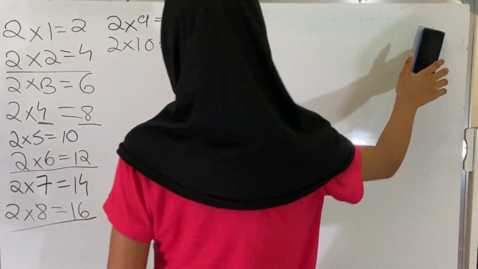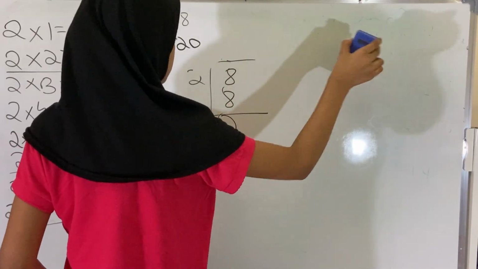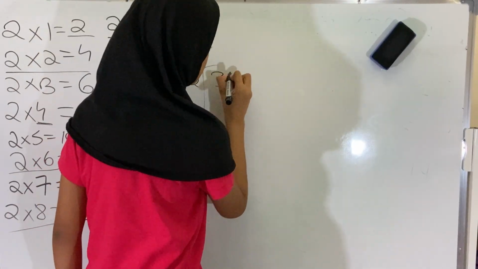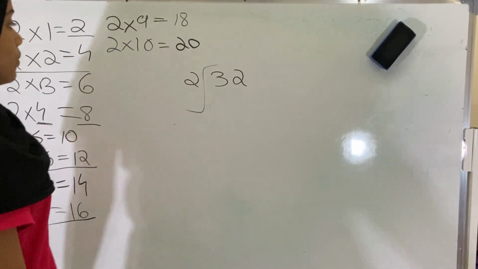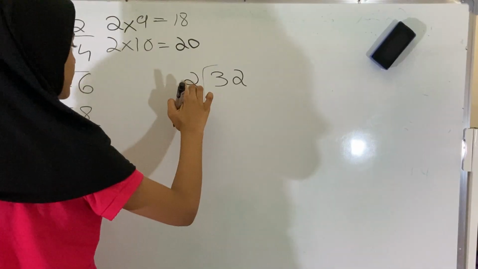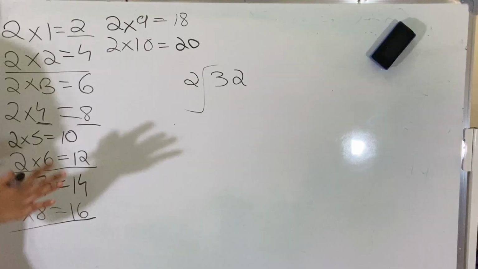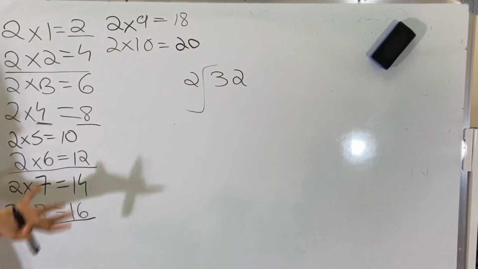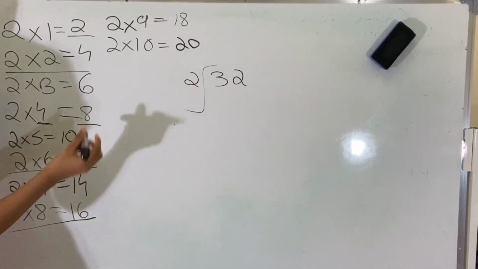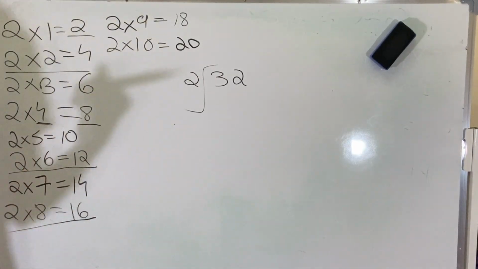Okay. Now I'll put the question that I just put a minute ago: 32. Alright, so how do we do this? First of all, let's see when we get 3 in 2's table. If we check in 2's table, we can't actually get 3 because 3 is an odd number, and in 2's table we can only get even numbers, like 2, 4, 6, 8 and so on. So what do we do?